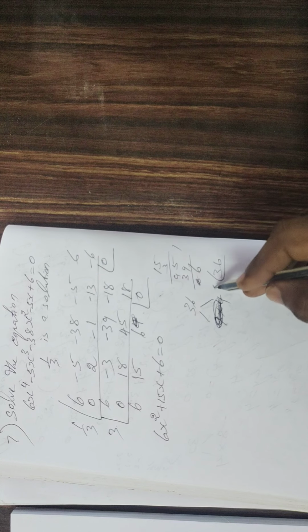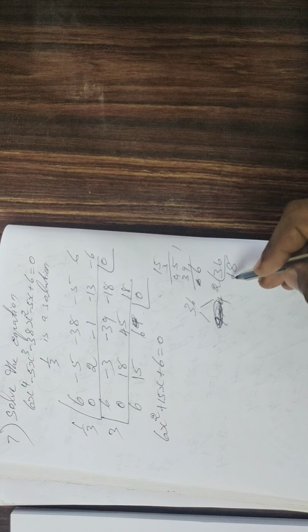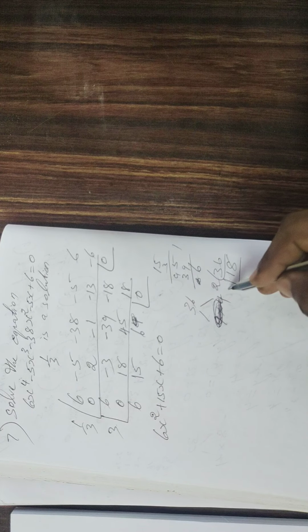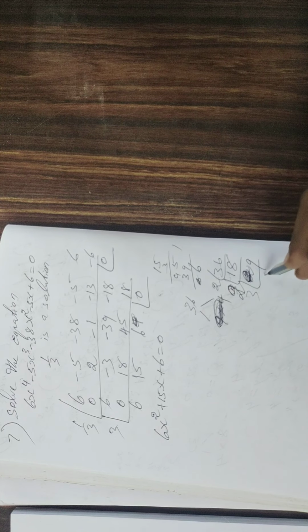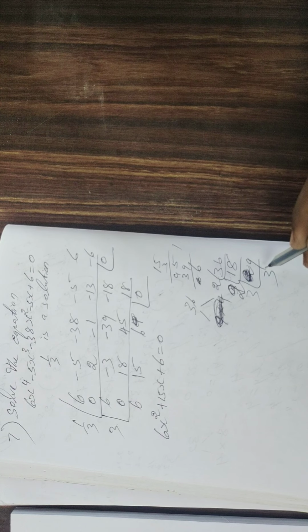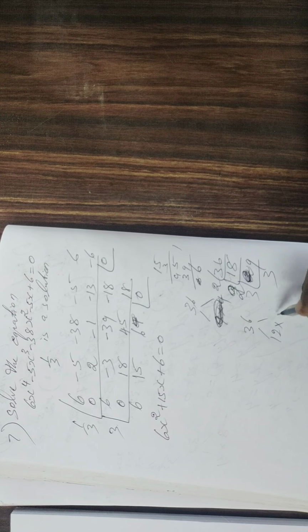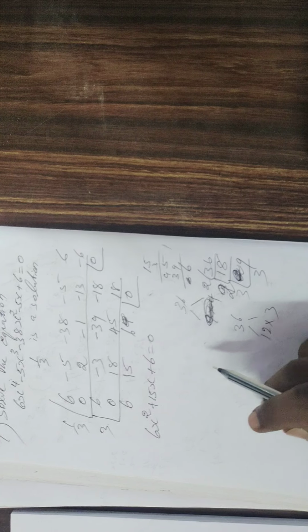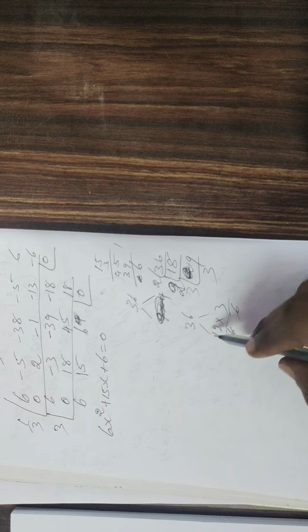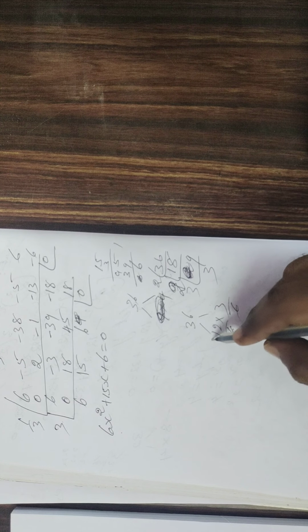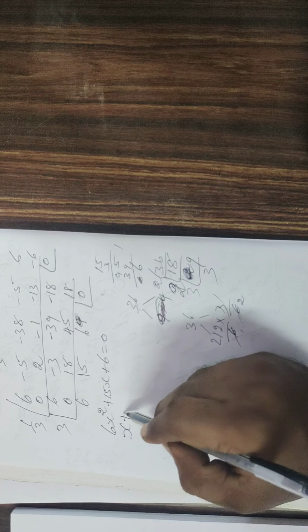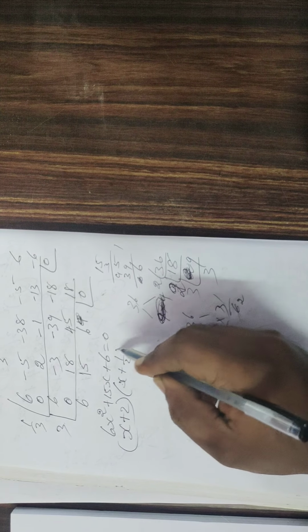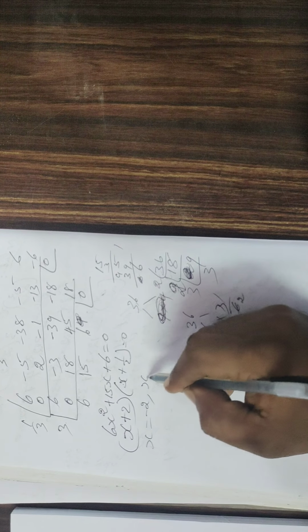36 likewise shall be factorized. 2, 18, but we won't get. Then 3, 12, correct. 36 can be written as 12 into 3. 12 threes are 36. 12 plus 3, 15. So divided by 6. Divided by 6. So cancel. 2 times. Here 2 times here 1. So the factor is x plus 2 and x plus 1 by 2 equal to 0. So x equal to minus 2 and x equal to minus 1 by 2.